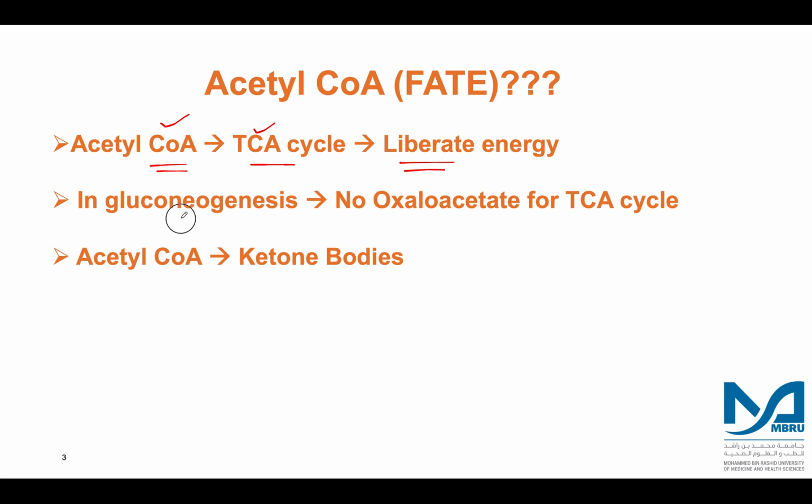However, when the body is predominantly involved in gluconeogenesis, the levels of oxaloacetate are low. And since the levels of oxaloacetate are insufficient, the acetyl coenzyme A cannot go into the TCA cycle. So, the TCA cycle in gluconeogenesis will not occur because the level of oxaloacetate inside the mitochondria is insufficient, and at that time the acetyl coenzyme A that is produced from the beta oxidation of fatty acids will be converted to ketone bodies.